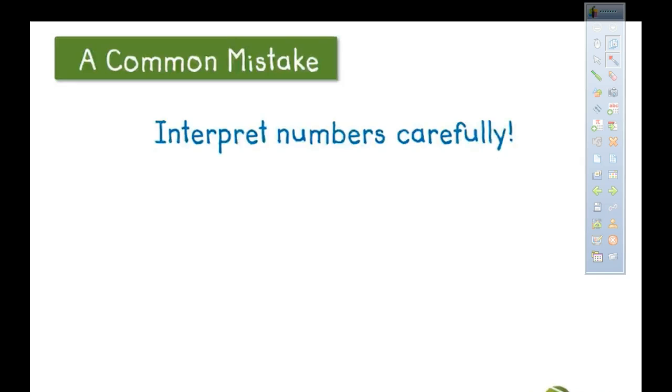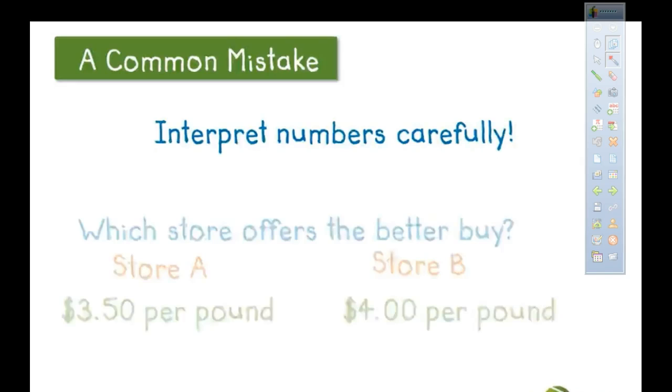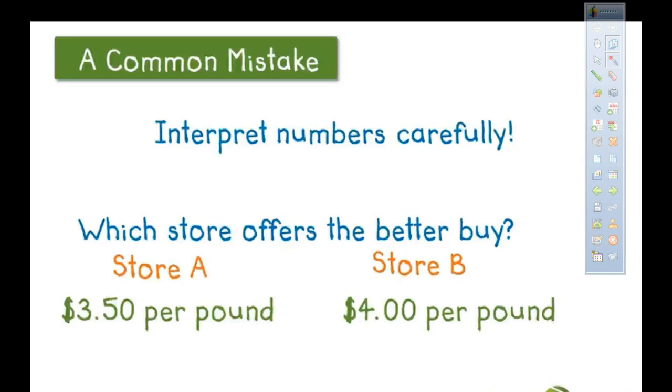So be really careful as you look at the two different things. For example, which of these two stores offers the better buy? We can tell that $3.50 is less than $4. Do we want fewer dollars per pound, or do we want more dollars per pound? Fewer. We definitely want fewer. In this case, better buy generally means fewer dollars per pound. But we've got to be careful not to automatically pick the larger number or the smaller number without thinking the situation through.